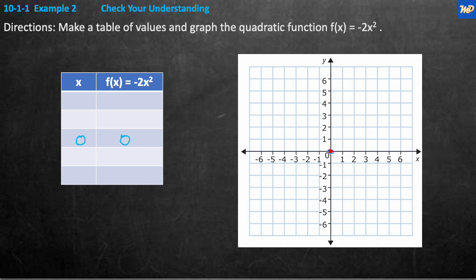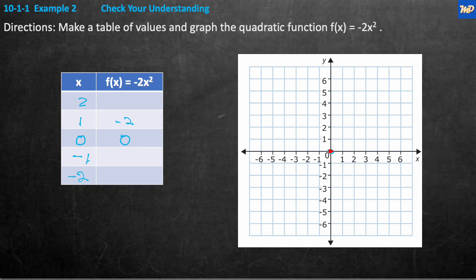Now if we set this to 1, I'm going to say 1 is right here, 2 is right here, and then -1 and -2. So if it's 1, then what is this? 1 squared is 1, times -2, it's equal to -2. And if x is 2, f of x is equal to 4 squared.